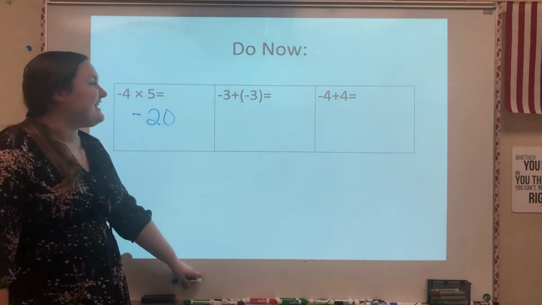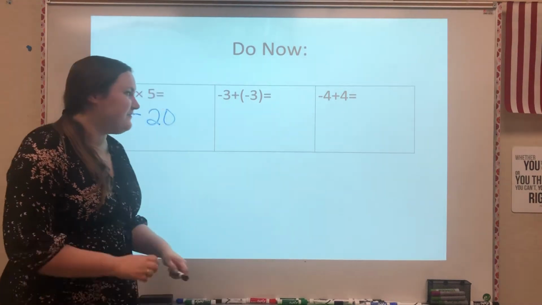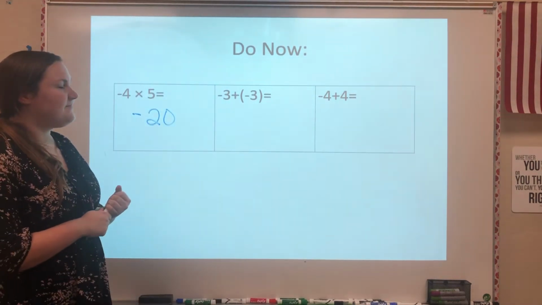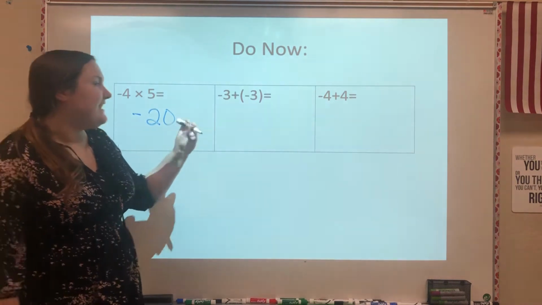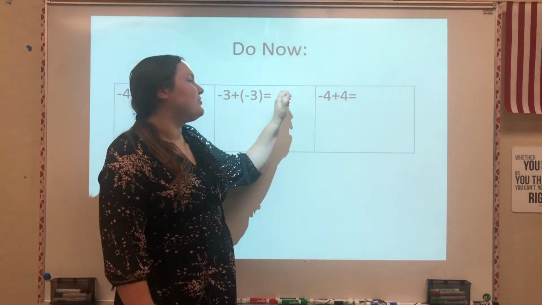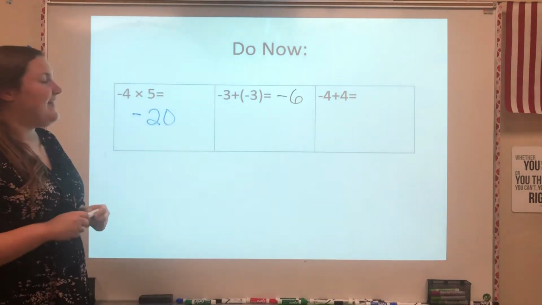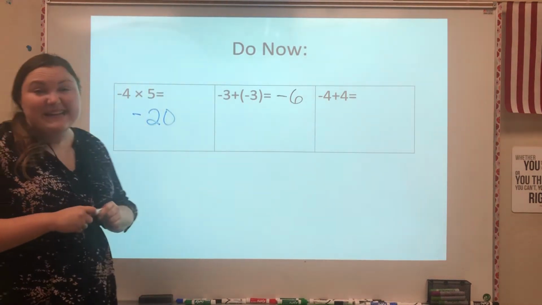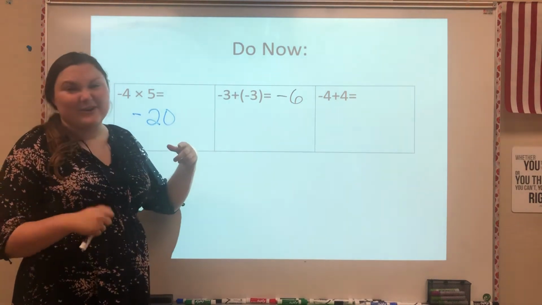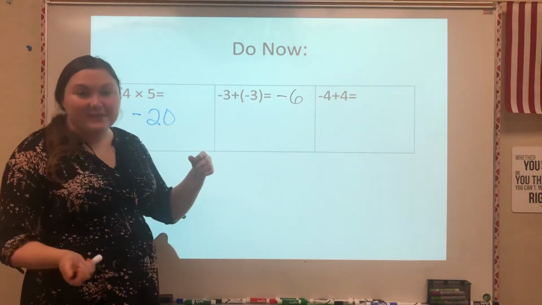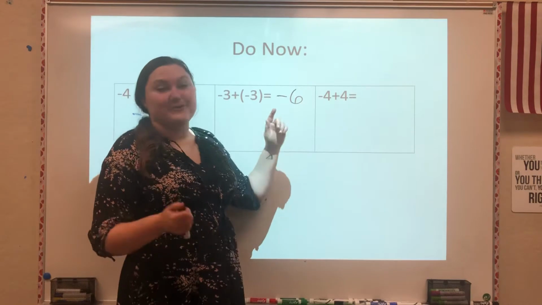The next one says negative 3 plus negative 3. Here, both of those numbers are negative, so we're going to be left with a larger negative number. I want to add and then keep that negative sign. That one you can always think of money if you want. This is like having a debt or owing $3, owing another $3, which means you owe a total of $6.